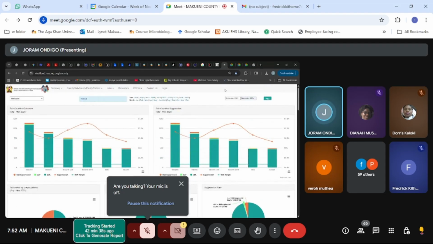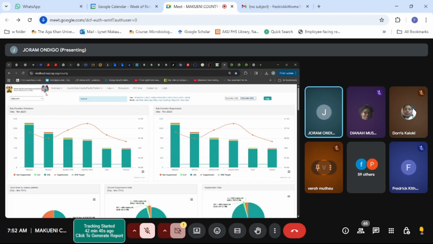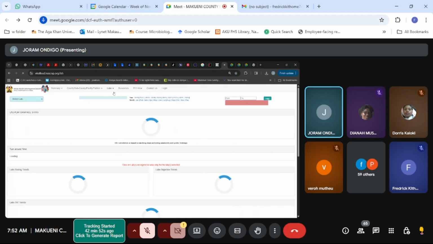Now, that is a view that everybody can actually look at. Now let's look at the labs. You can come here and look at lab performance. Just come here and click lab performance.